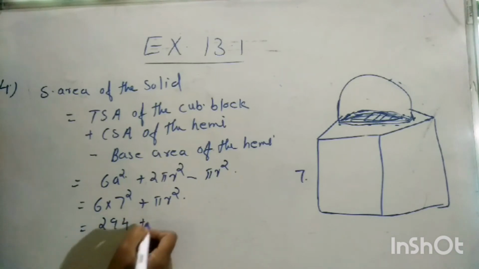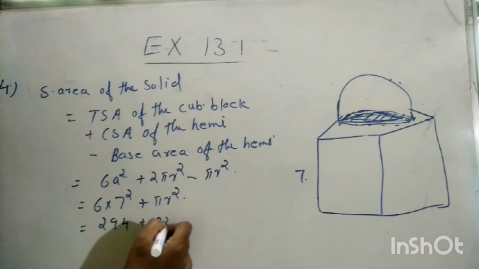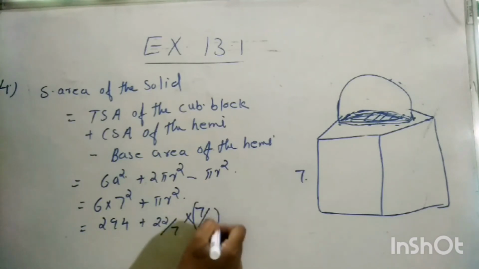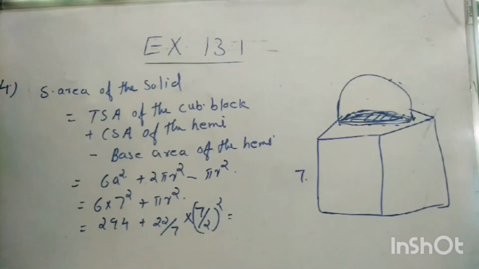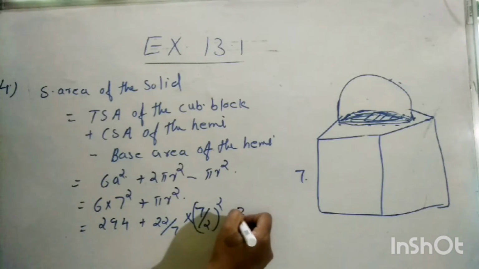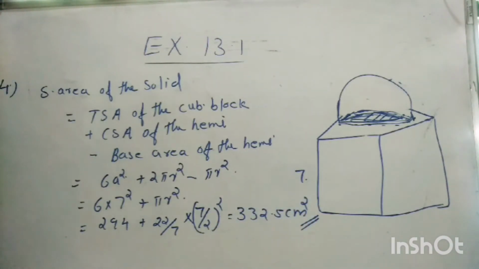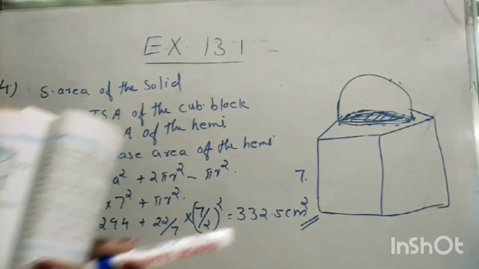So this is 6 into 7 square, that is actually 294, plus pi, that is 22 by 7, into the value of r, that is 7 by 2, all square, and this is equal to 332.5 centimeter square. So the surface area of the solid is equal to 332.5 centimeter square.